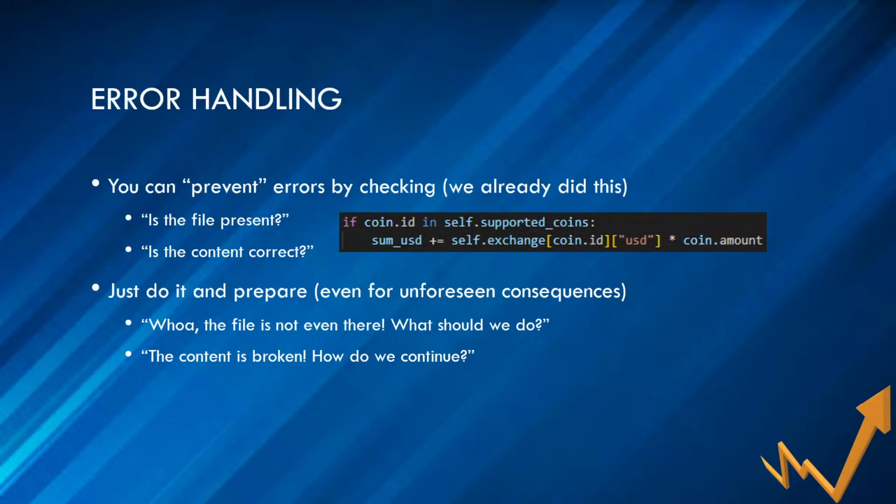In the last episode we already did some error handling by checking conditions. If we check with a simple condition whether something is set, like our coin ID in the supported coins, then we calculate the stuff, because we can have unsupported coins in our wallet. We can do a lot of checks, but in the end we can prevent errors.